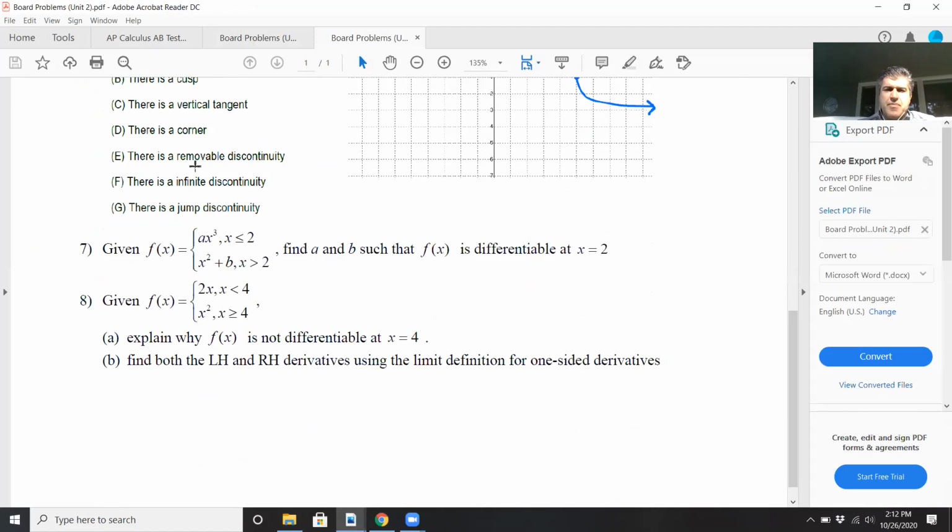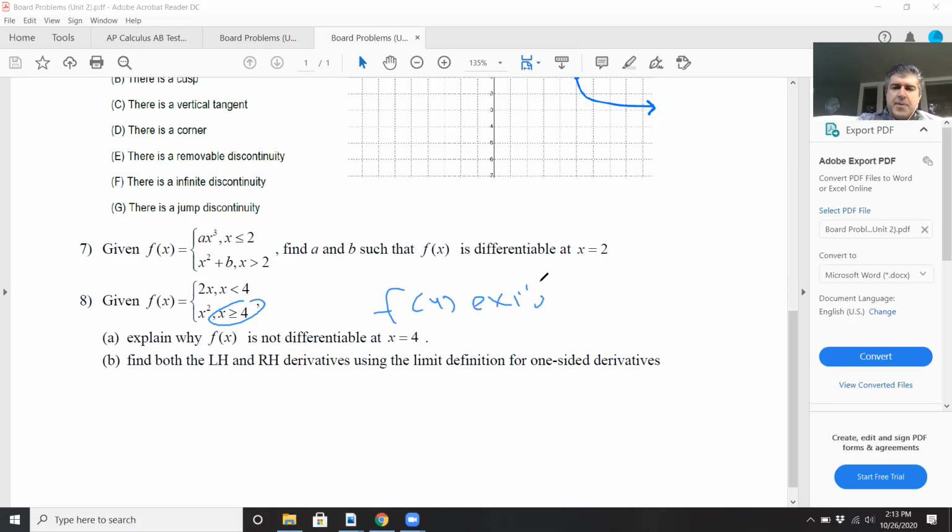So you had a piecewise function. Explain why it was not differentiable at x equals 4. That's because it's not continuous at x equals 4. Remember, for continuity, 3 things must happen. The point must exist at that x value, which it does. You know, f of 4 is defined over here. So f of 4 does exist.